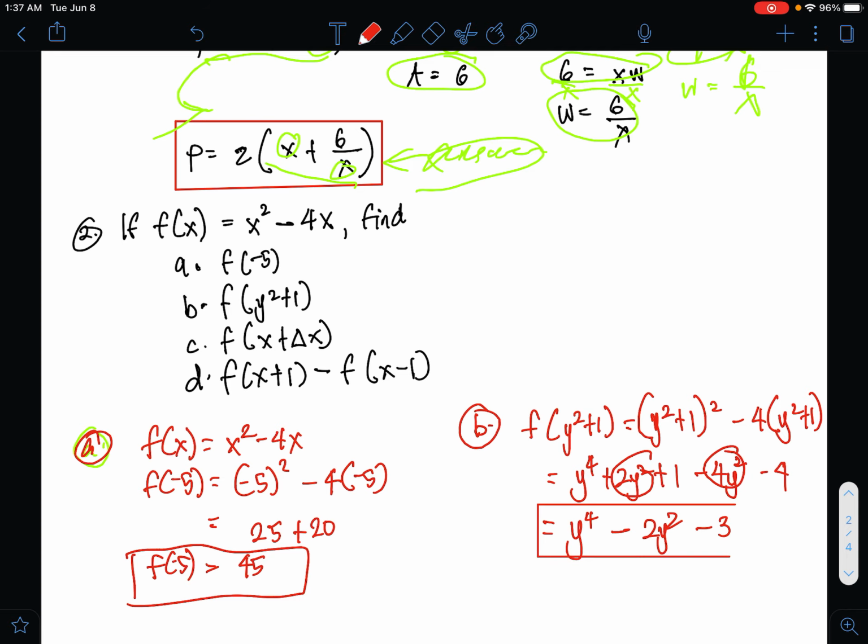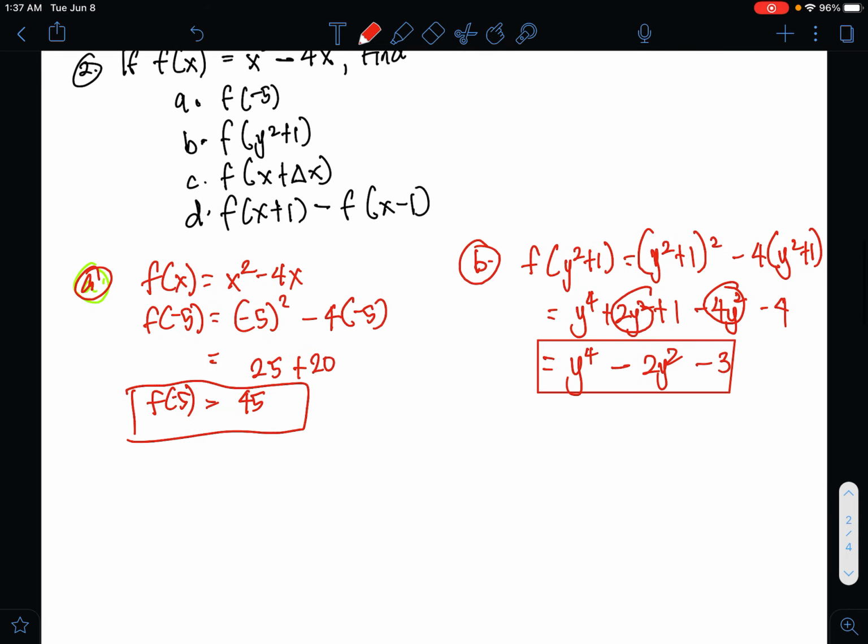Thanks to technology, straight lines. Alright, for letter C, f of x plus delta x. This is delta, not a diamond, not a triangle. That's delta x. We'll be encountering a lot of delta in the long derivative method.